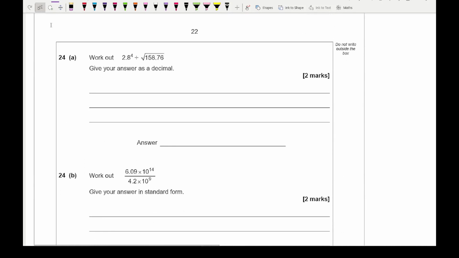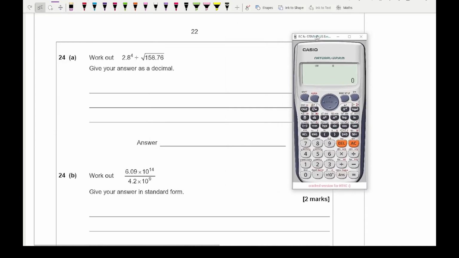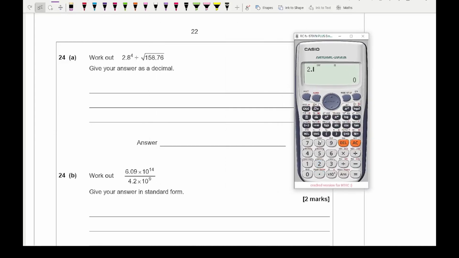Moving on to question 24, it says work out 2.8 to the power of 4 plus the square root of 158.76. Give your answer as a decimal. So for this I need to get up my calculator again, and all I'm going to do is just type that in. So I've got 2.8 to the power of 4.